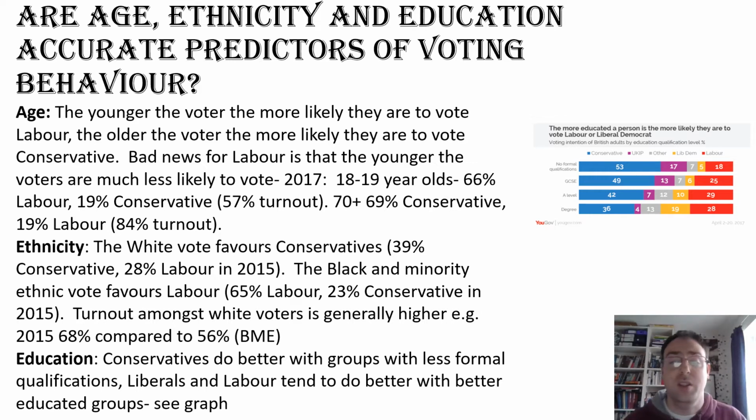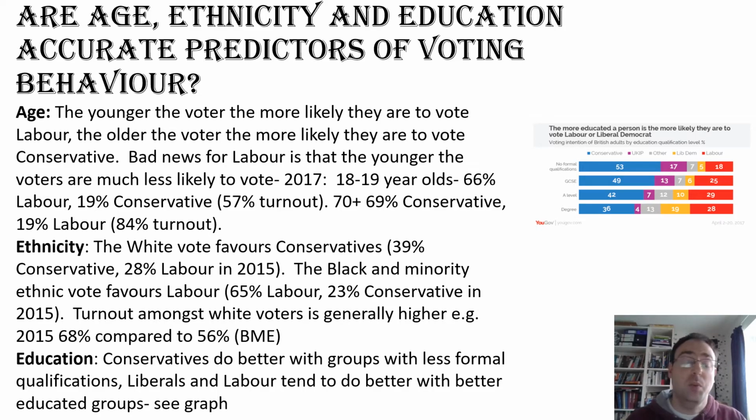If I look at some of the statistics here for 2017, of 18 and 19-year-olds, 66% voted Labour, 19% Conservative, but the turnout was only 56%. And of those who were 70 plus, 69% voted Conservative and only 19% Labour, and the turnout was 84%. So again, a very, very strong correlation, and this predictor of voting behaviour is really taking over from some of the old ones like partisan models and class alignment.